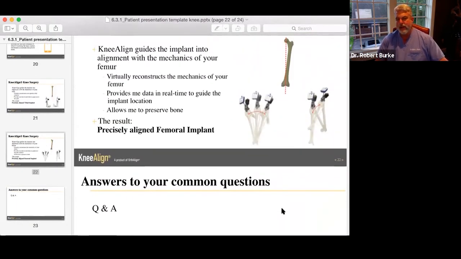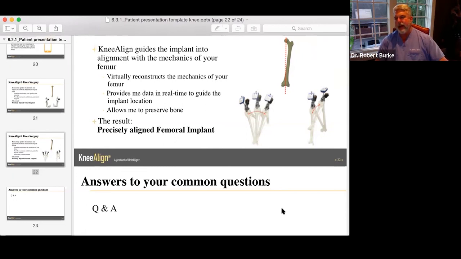The two main advantages of the knee aligned system are that the reproducibility of the cuts are extremely high, and compared to standard instrumentation that is used for doing total knee arthroplasty, there has been a significant improvement in the accuracy of the bone resections utilizing the knee aligned system as compared to standard instrumentation.